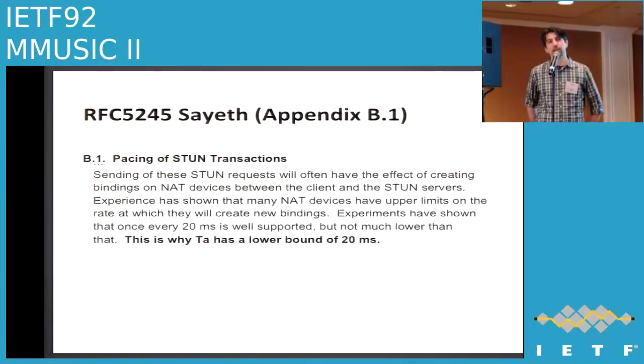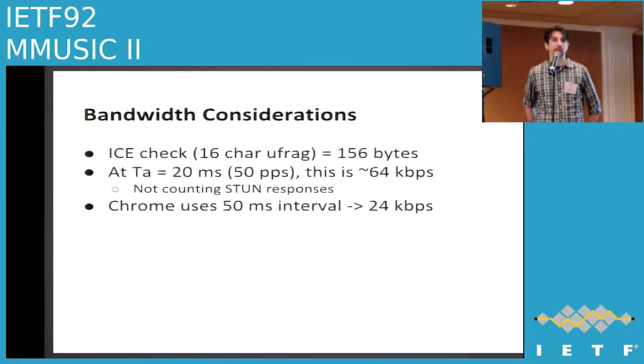Binding creation is one concern. The other is the actual bandwidth that's consumed by this. These numbers are slightly off because I included the Ethernet header in the calculations. But basically, an ICE check is about 140 bytes, and doing 50 checks a second, not even counting the responses, is 56 kilobit. Chrome uses 50 milliseconds, 20 checks per second, to get to a rate of 22 kilobit. The reason that was chosen back in the day was so it would work over a 28.8 modem.